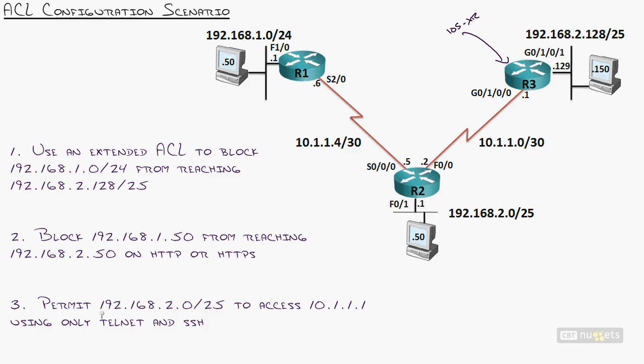We've got permit 192.168.2.0/25 to access 10.1.1.1 using only Telnet and SSH. Okay, so let's identify the players. This subnet, right, 2.0/25, so we've got our funky wildcard mask that's going to make its way onto the scene, accessing this IP address using only Telnet and SSH.